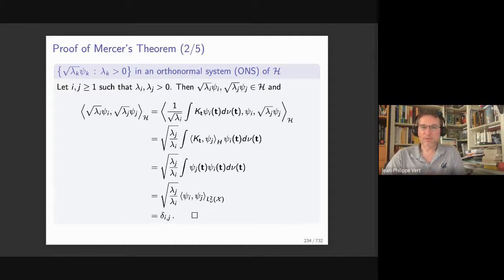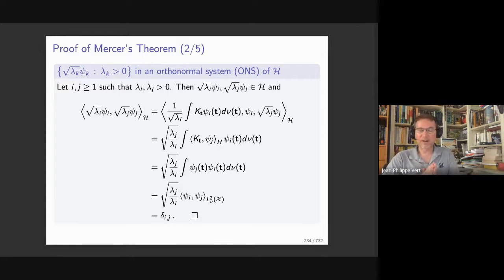This can be exchanged because the integral is linear. So this is equal to square root of lambda j divided by square root of lambda i, times the integral of k_t inner product psi j, times psi i of t d nu of t. Now we use the standard property of RKHS that k_t inner product psi j is equal to psi j of t. So this is equal, up to the square root at the beginning, to the integral of psi j of t, psi i of t, d nu of t. And so this is exactly the inner product in L2 between psi i and psi j.